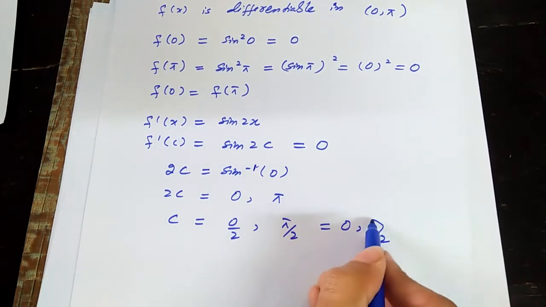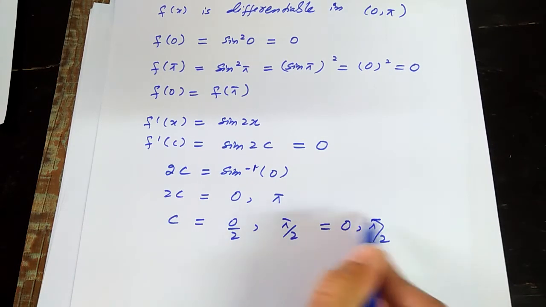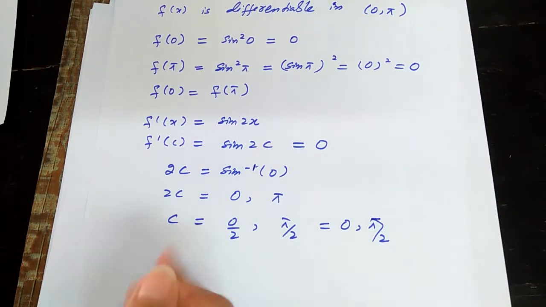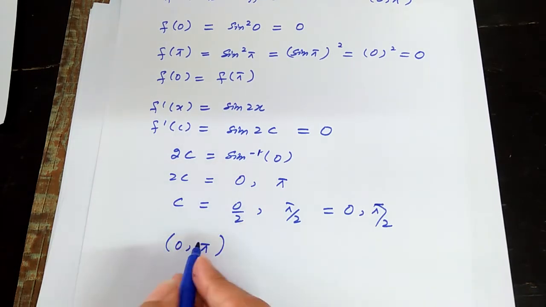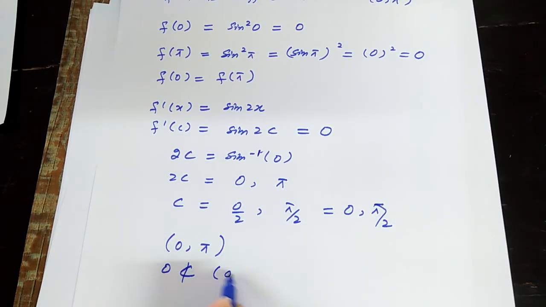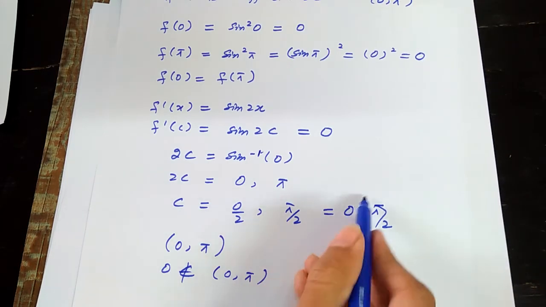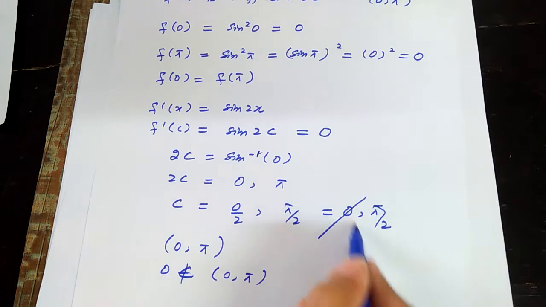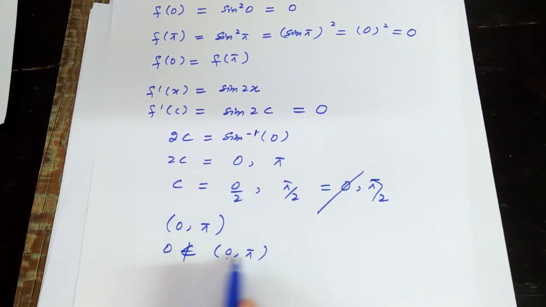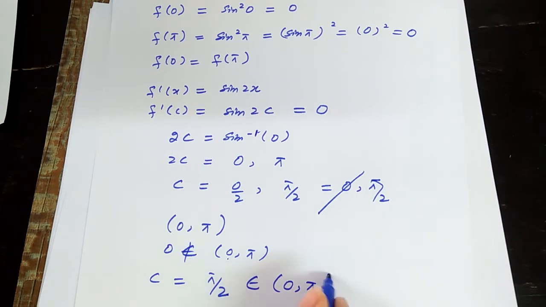Now you have to check which c value belongs to the open interval 0 to pi. You have the open interval 0 to pi. You have to check which value belongs to this one. Now you see 0 does not belong to 0 to pi because this is an open interval. This 0 is not included. So it means this is not your c value. So you will discard this c value and consider this one and check it. This pi by 2 is between 0 and pi. So it means your c is pi by 2 because it belongs to this open interval 0 to pi.